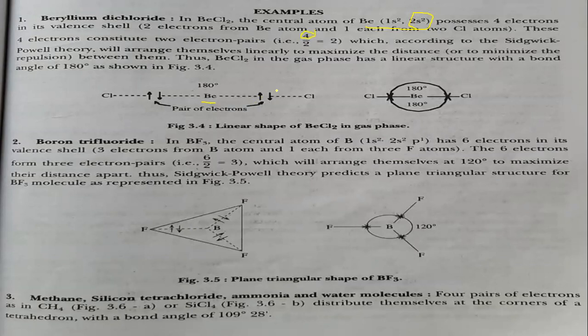Here you can see 1 electron is from one chlorine, and 1 electron from the other chlorine. Beryllium has its own 2 electrons. So total 4 electrons are there, these 2 and these 2. So 4 upon 2, the answer is 2. According to this theory, beryllium chloride shows a linear structure, and the bond angle is 180 degrees.